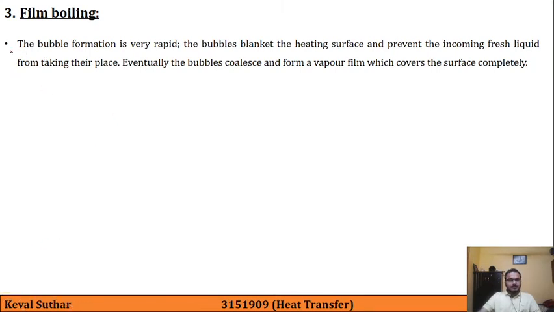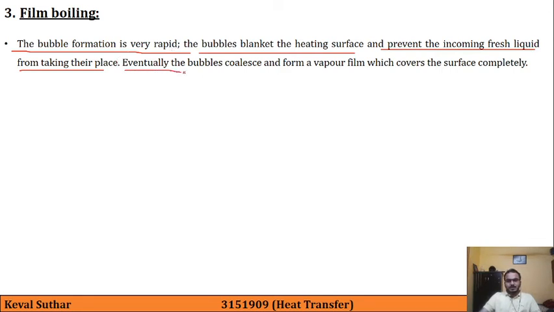In film boiling, the bubble formation is very rapid. The bubbles blanket the heating surface and they prevent the incoming fresh liquid from taking their place. So what is the meaning of blanket here? That the bubbles, as it was in film condensation, if you recall, cover the heating surface. So that is the meaning of this blanket, that it covers the heating surface and it prevents the incoming fresh liquid from taking their place.